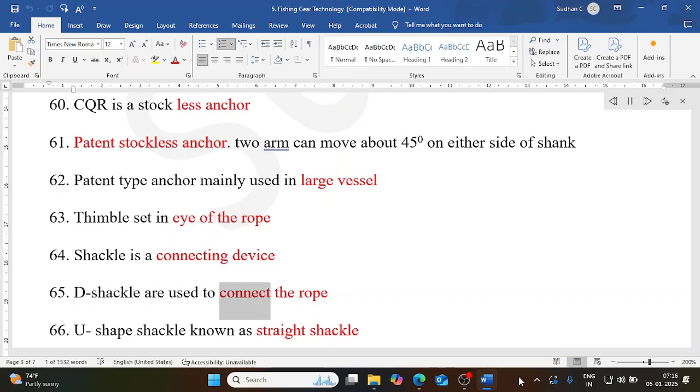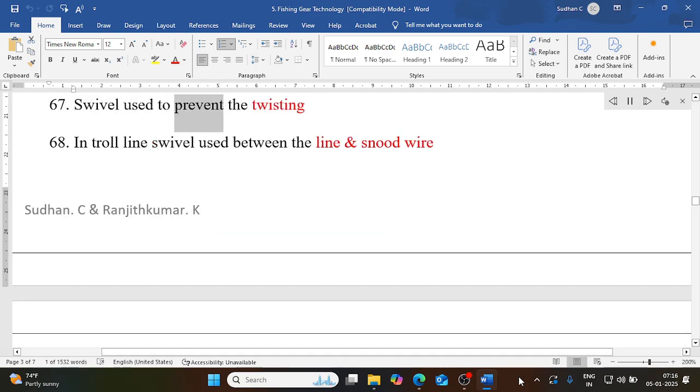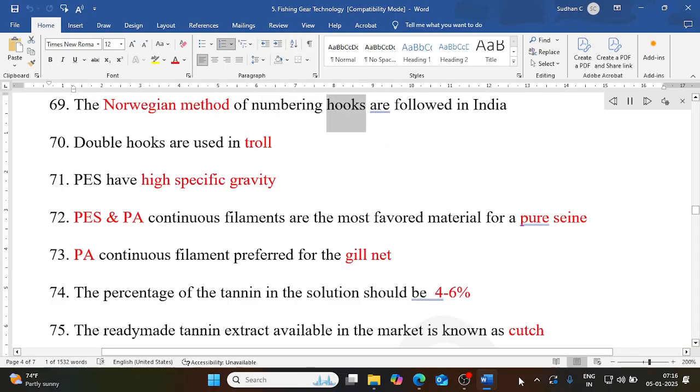D-shackles are used to connect the rope. U-shape shackle is known as straight shackle. A swivel is used to prevent twisting. In a troll line, the swivel is used between the line and the snood wire. The Norwegian method of numbering hooks is followed in India. Double hooks are used in trolling.